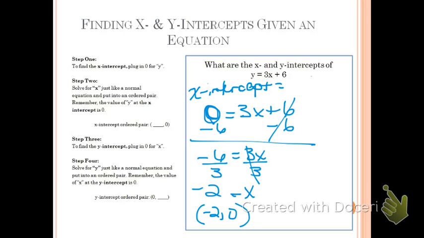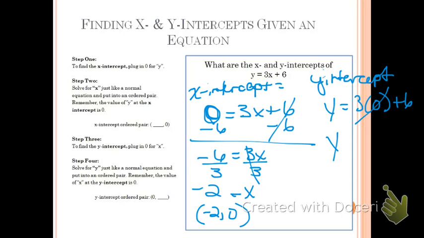To solve for your y-intercept, you do the same thing, except for we're going to replace the x with 0. So 3 times 0 is 0. This one's easy, so y is just equal to 6. Therefore, your y-intercept is equal to 0, 6.